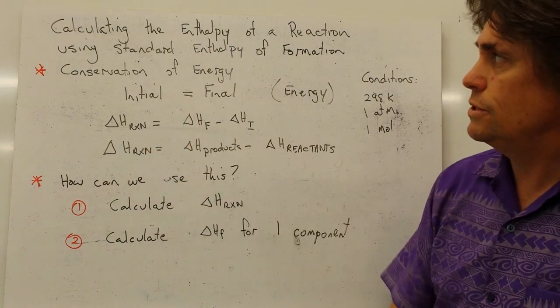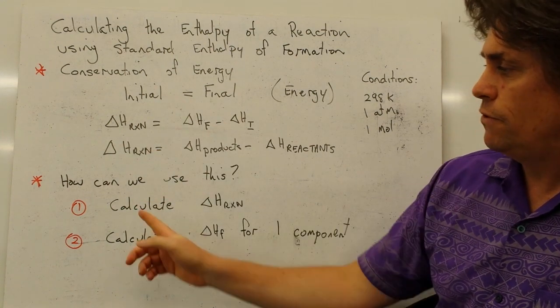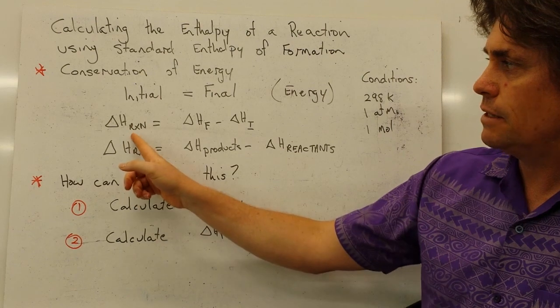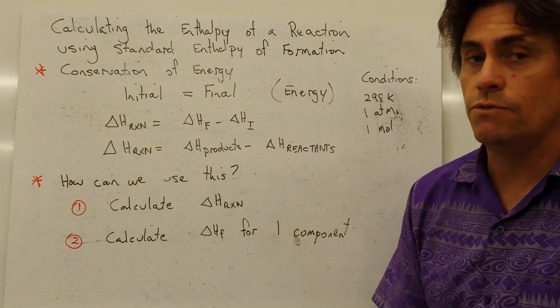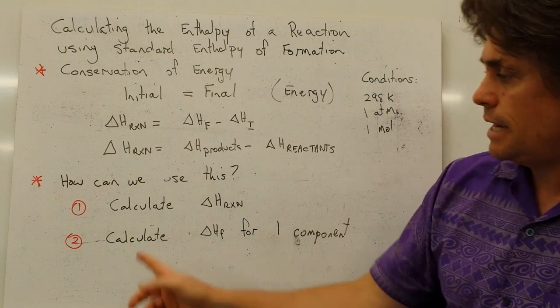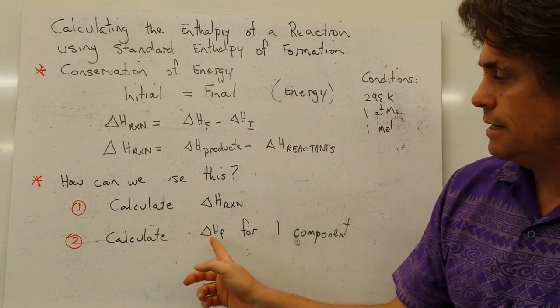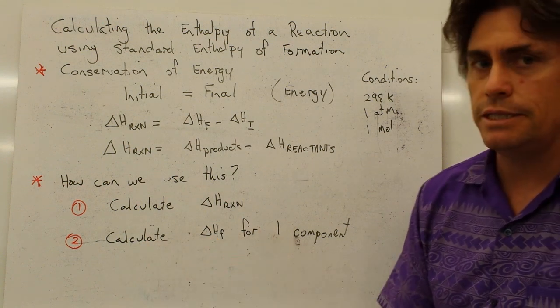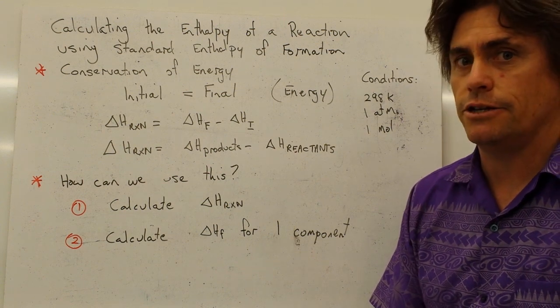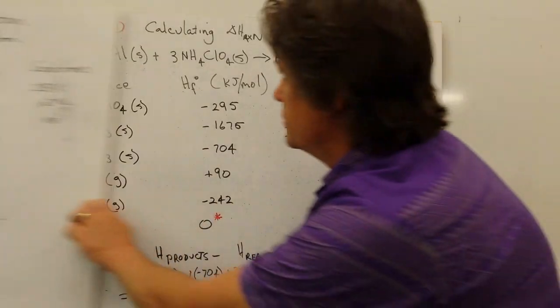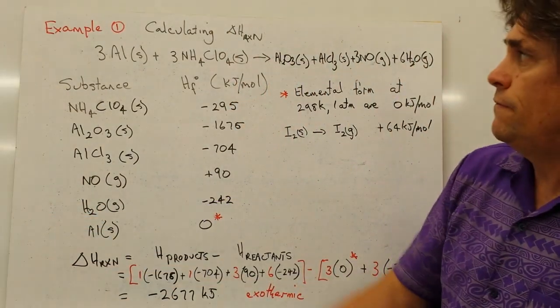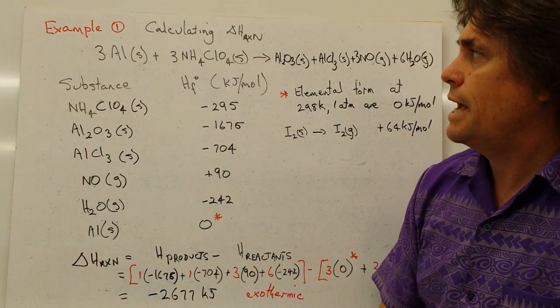So how can we use this system? Well, first of all, and most obviously, we can calculate the heat of a reaction, or the enthalpy for a reaction. Secondly, we can actually calculate the heat of formation for one single component within that reaction. Let's have a look at both examples. So first of all, let's calculate the heat of reaction.